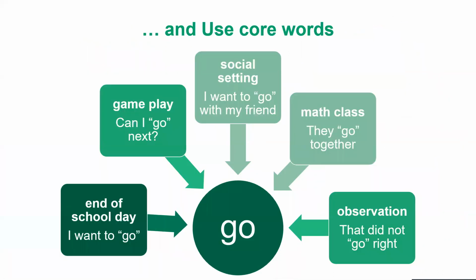Lots of examples there. And these core words can be used in any setting. If we think of "go", we can use it at the end of the school day: I want to go home. Can I go next when we're playing a game? I want to go with my friends when we're out in a social setting. In maths class, these two things go together. And just in general observation, that did not go right. So these words are hugely flexible and we can use them in so many different contexts.